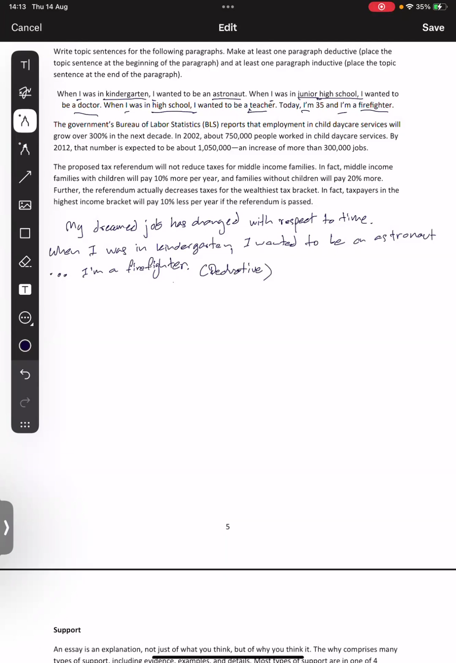Now, what about inductive style? How would you do it? For inductive style, the topic sentence is actually put at the end of the paragraph, not at the beginning anymore. So you would begin with "When I was in kindergarten," and you keep on writing.